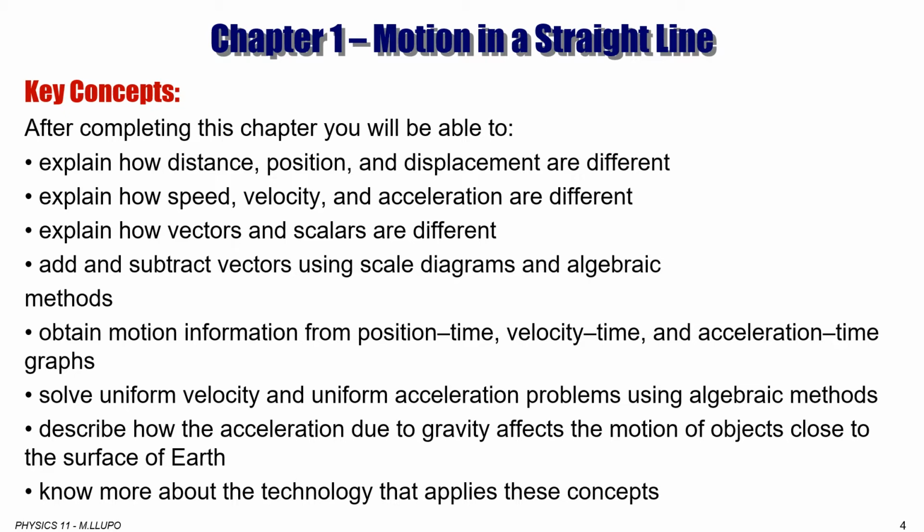Solve uniform velocity and uniform acceleration problems using algebraic method, as we call it the 5 key equations of kinematics. Describe how acceleration due to gravity affects the motion of an object close to the surface of the Earth. It's very important to mention that close to the surface of the Earth, the gravitational acceleration depends on the location where you are, and know the technologies that apply those concepts. That's another very key important thing that we are going to focus on in this chapter.